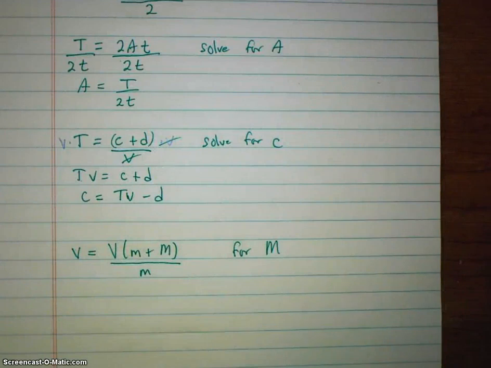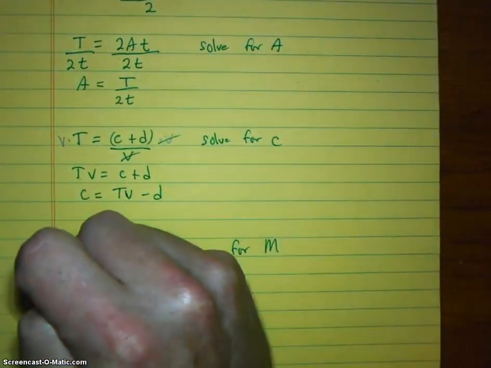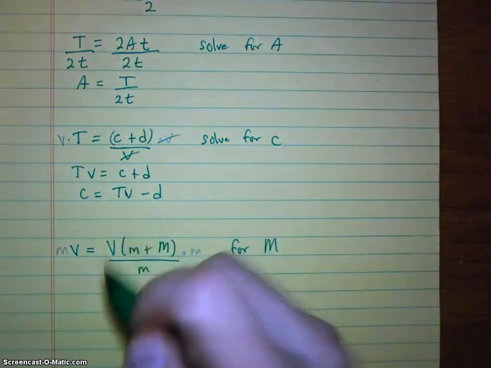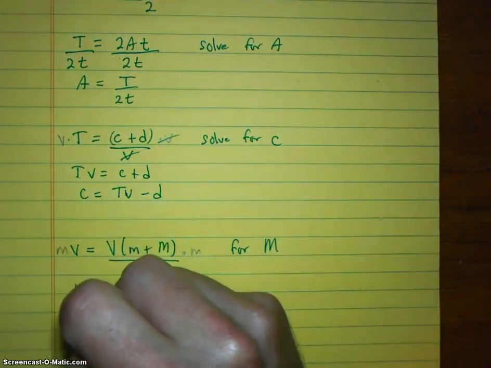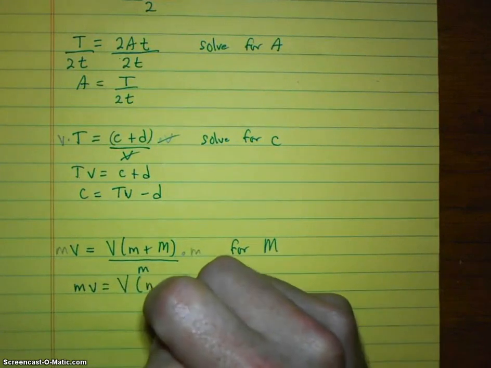Okay, well, same thing. I sound kind of like a broken record here. I have an equation. My equation has a fraction. The first thing I would do is I would get rid of the fraction. To do that, I multiply by little m. m little v is big V times little m plus big M.